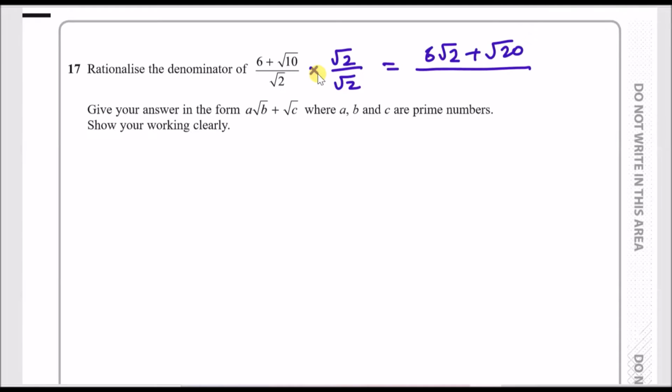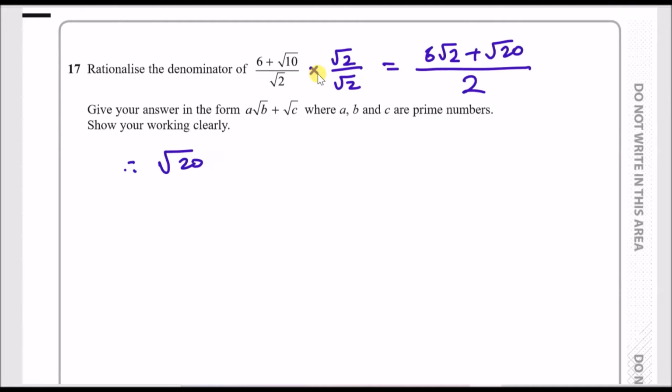Now all over, and when you do root 2 times root 2, when you times two of the same surds, you just get a whole version of it, so just a whole 2. You could also write root 4, but we know what square root 4 is. It's 2 anyway. Now it looks like we're almost there. Now what we're going to do, we're going to go ahead and try and tidy this up, yeah? So first things first, I would firstly try and simplify root 20.